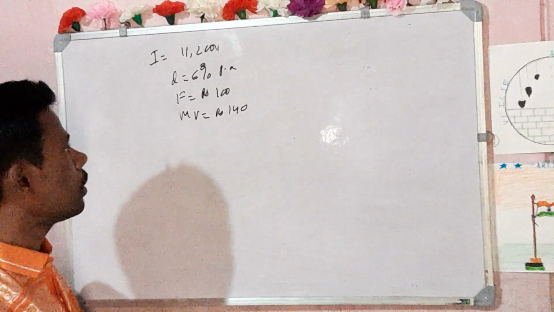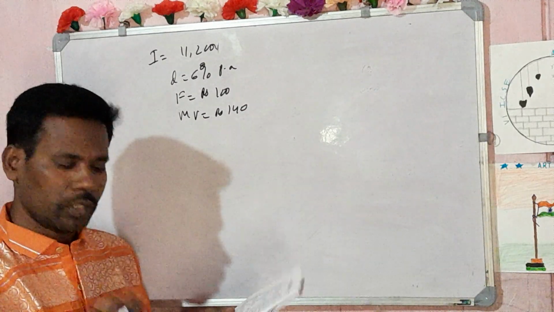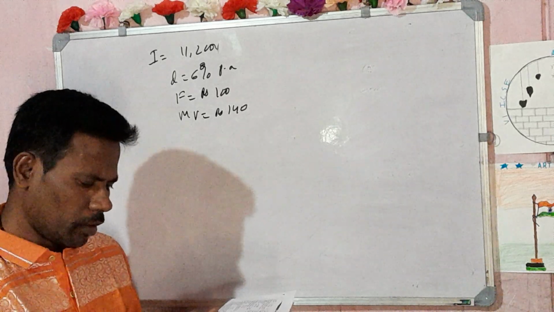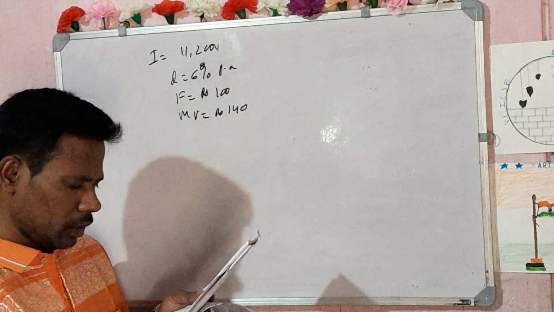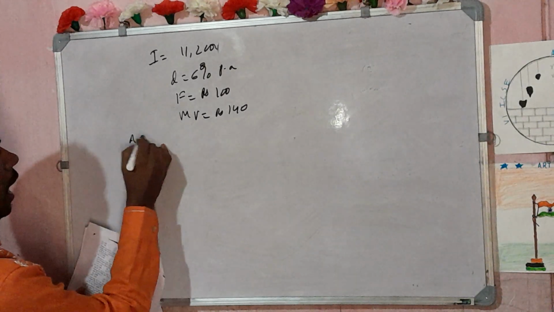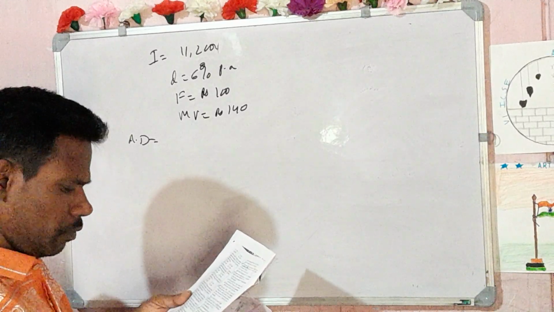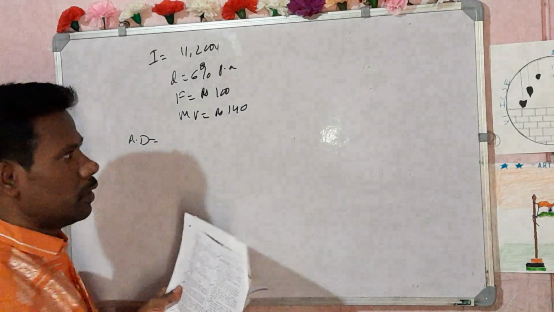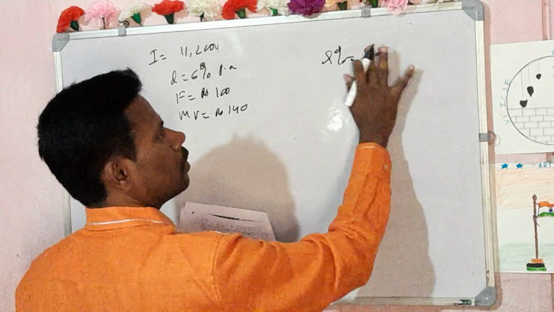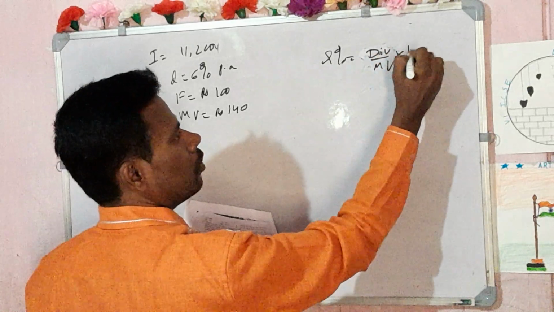So how will you do this one? You just need to apply the formula. That's all. Nothing great about this problem. So the first bit is annual dividend that is asked. Second bit is the percentage return on his investment. Rate percentage. Rate percentage is nothing but dividend by market value into 100.